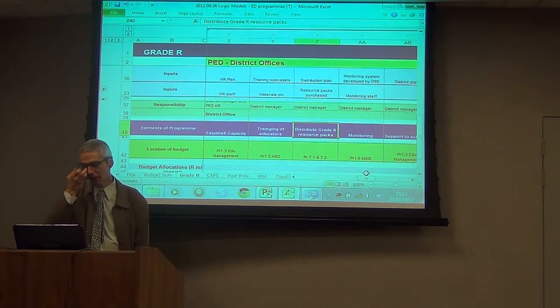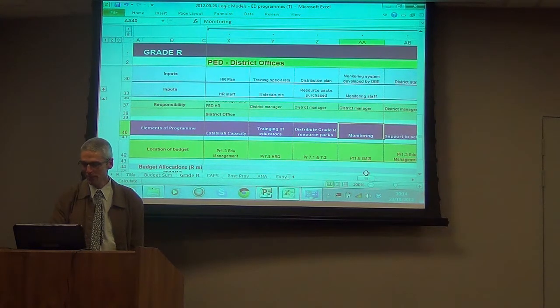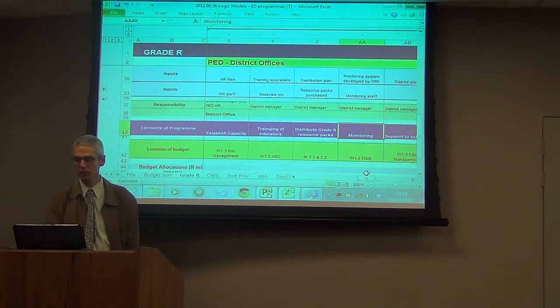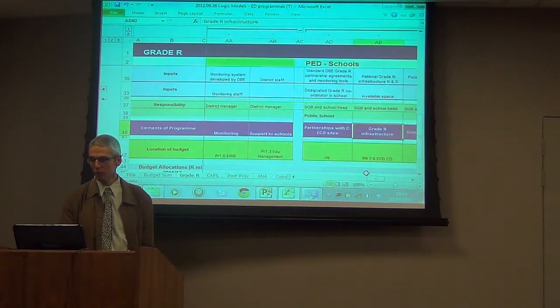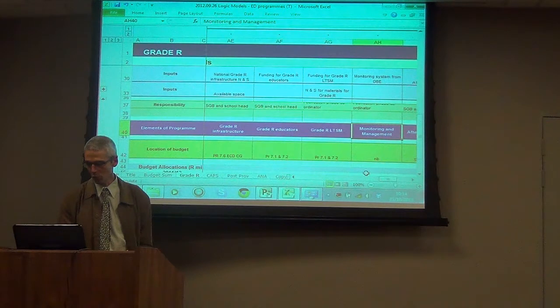Then we need to distribute the grade R resource packs, make sure that has happened, monitor that what is happening at the school makes sense, and support the schools. Right, now we come to the PEDs. What happens?